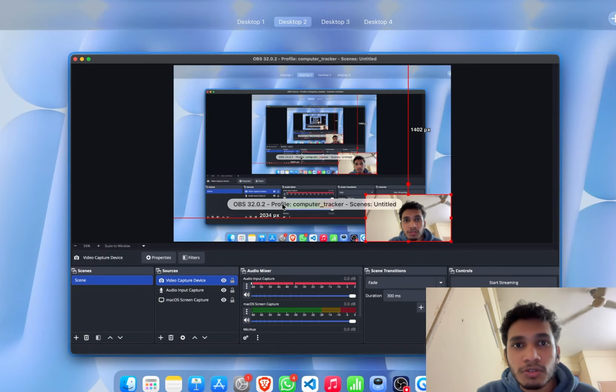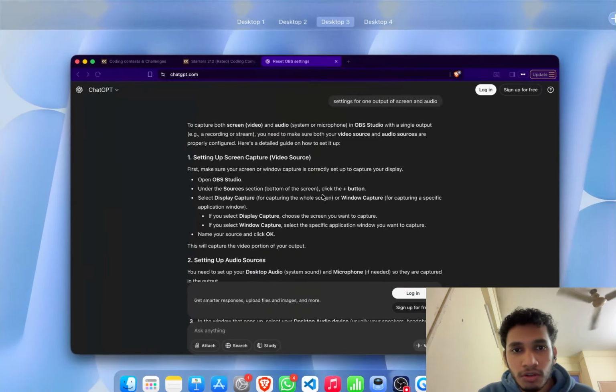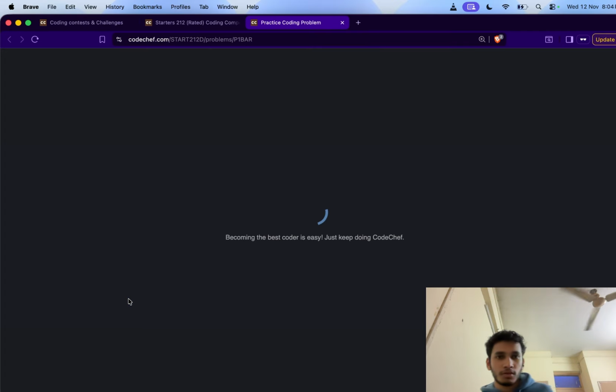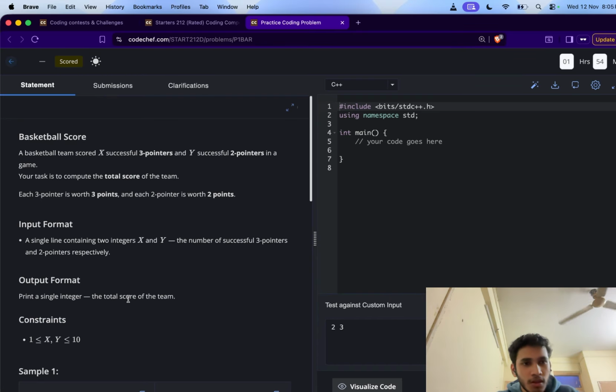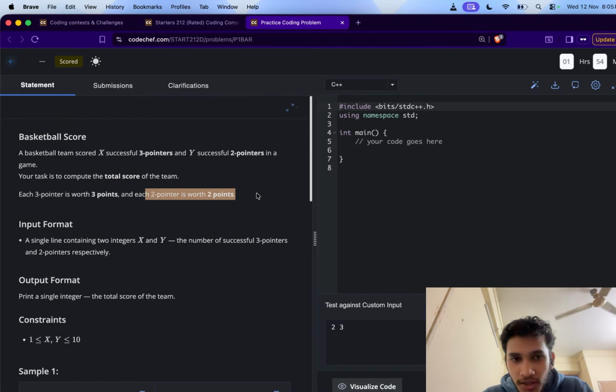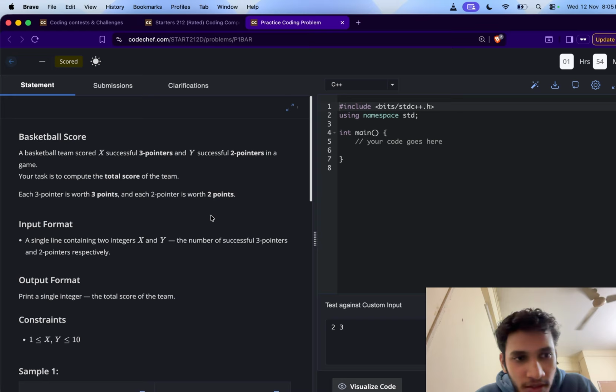We will discuss CodeChef today. So let's start. This is the first question. A 3-pointer is worth 3 points and a 2-pointer is worth 2 points.